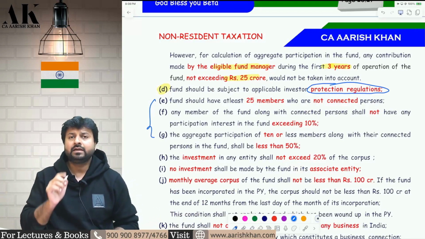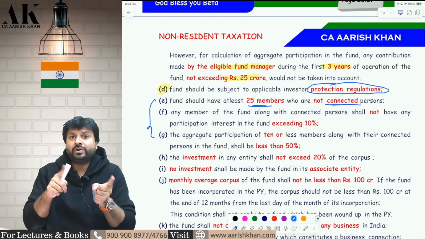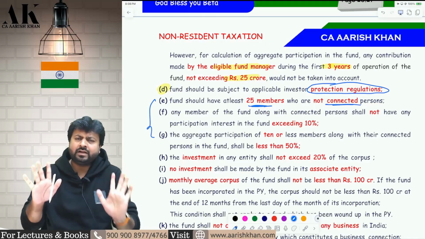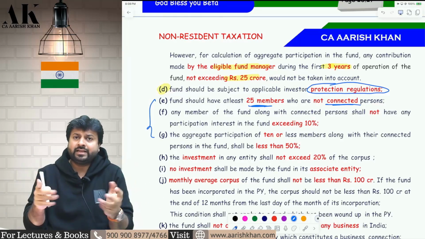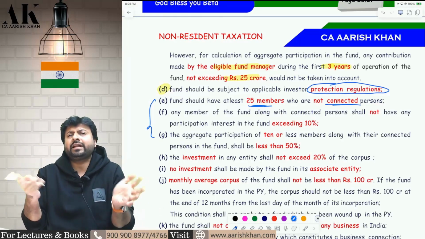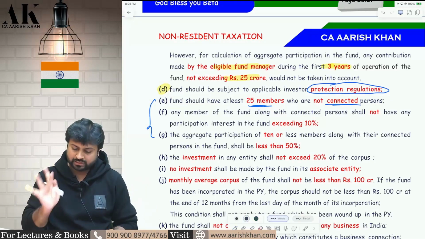But try to understand. There should be at least 25 members in the fund who are not connected to each other. There should be at least 25 unconnected members. Suppose in the fund, total 100 members are there. Members means investors. Total 100 investors are there. Therefore, 75 can be connected to each other. At least 25 should be unconnected to each other. They should not be related to each other.